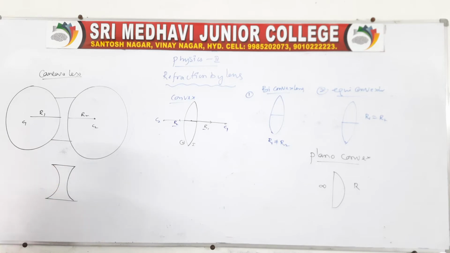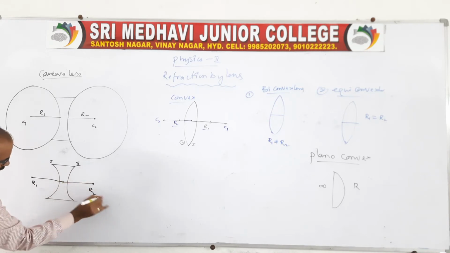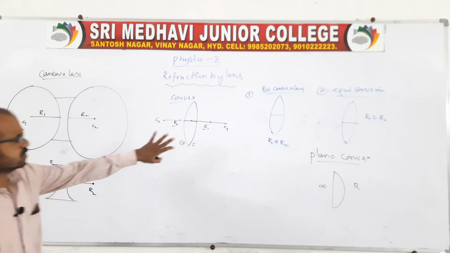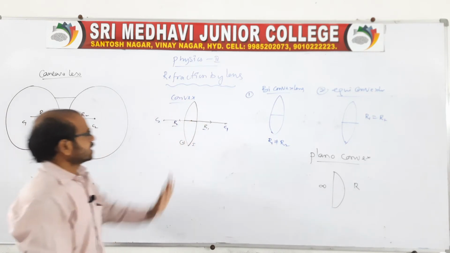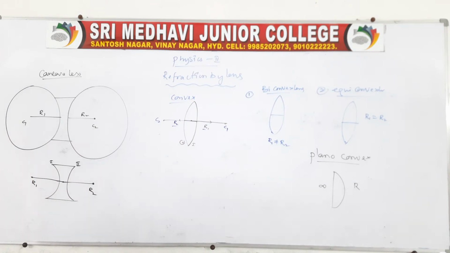Here, again we have to show the two radii of curvature. For the first surface the radius of curvature is R1, and for the second surface it is r2, which are in the same direction. In the previous case, the convex lens, they were in opposite directions because the surfaces are opposite, but for a concave lens they are in the same direction. So the center of curvature will be C2 and the center of curvature will be C1.